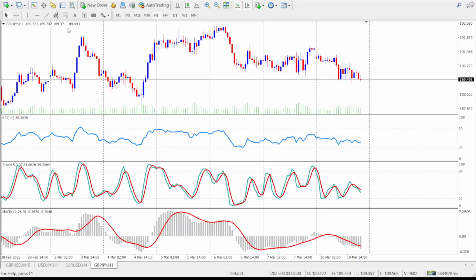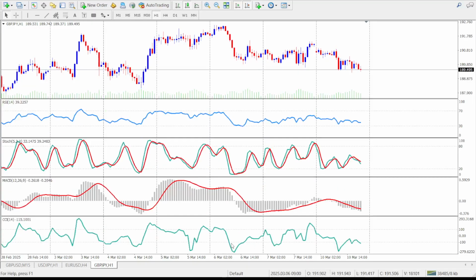Okay, now the next indicator we are going to be looking at is the CCI, the Commodity Channel Index. The CCI is another powerful oscillator that measures the deviation of price from its statistical average. Unlike the RSI and the stochastic, the CCI does not have fixed overbought or oversold levels, but values above plus 100 indicate strong upward momentum, while values below minus 100 suggest strong downward momentum.